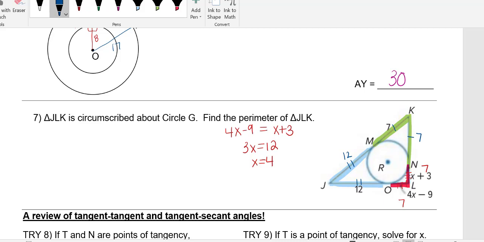Now to find the perimeter, all the greens, the reds, and the blues added together, we just add up all of those sides. So to find that perimeter, we're taking our green segments, our blue segments, and our red segments, adding them together, and we'll get our 52 units.